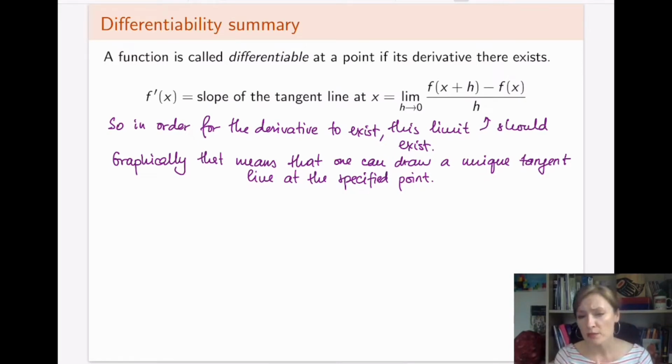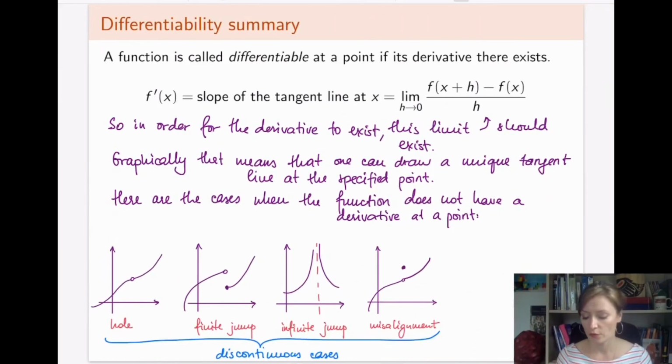So please pause the video here and think about it, just sketch a couple of function cases where you would not be able to draw a unique tangent line at a point, okay? Now that we've thought about it, here are some of the cases when I would not be able to draw a tangent line. And this actually takes care of all discontinuous cases as well.